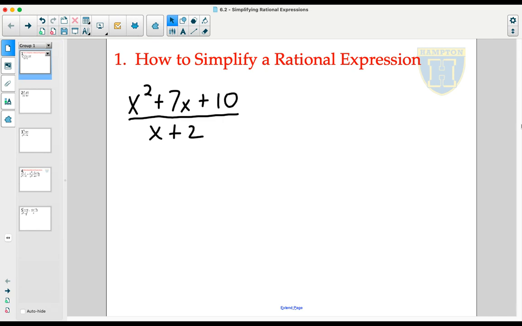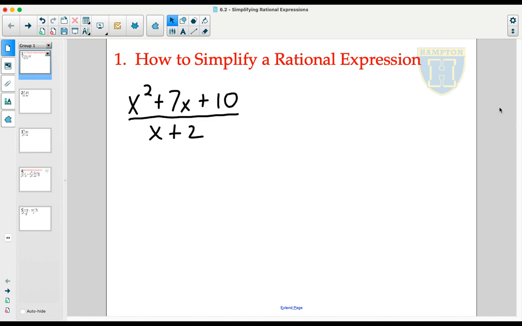Simplifying a rational expression is a matter of combining two skills that we are already familiar with: the skill of simplifying a fraction and the skill of factoring a polynomial. Looking at our first rational expression here, we have x squared plus 7x plus 10 over x plus 2.